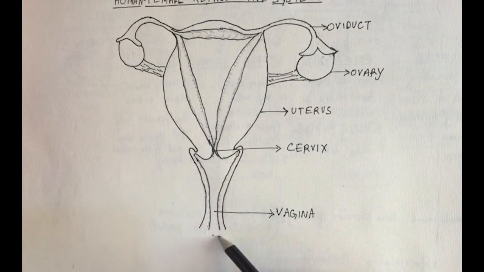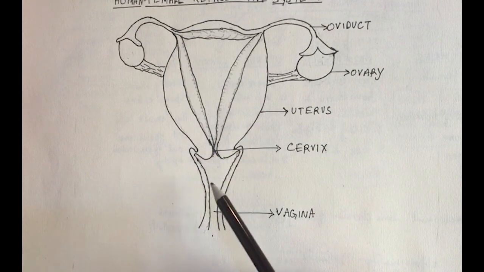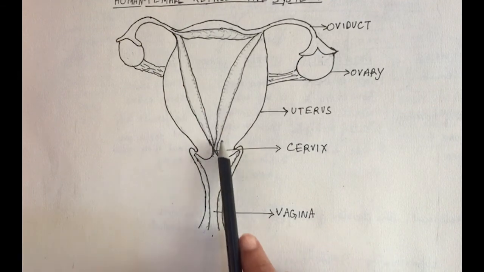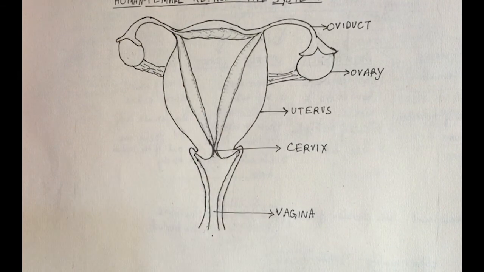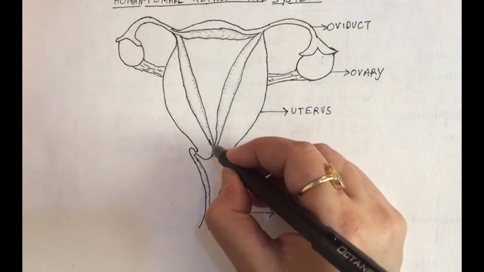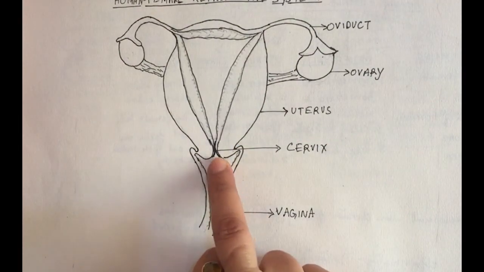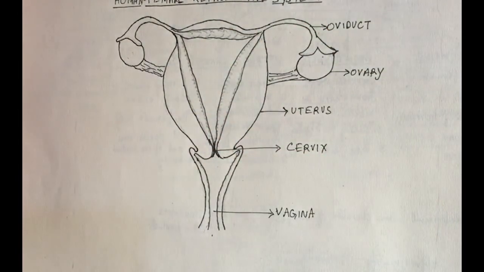Okay, this is the vagina from where the sperm enters, and also the baby comes out of the female reproductive system or the mother's body and sees the world for the first time. And this is the cervix, which is the connection or you can say the end of the uterus. If you go from here, then it is the end of the vagina. If you come from here, then it is the end of the uterus.